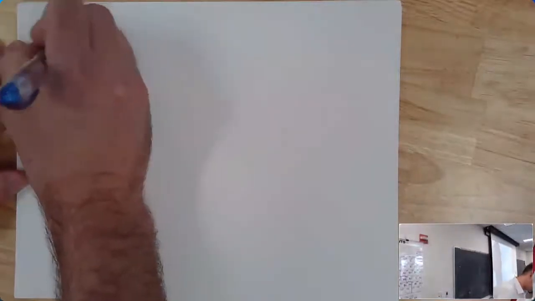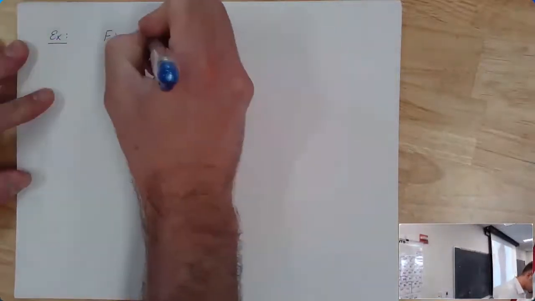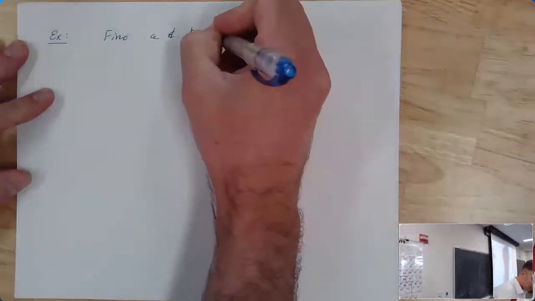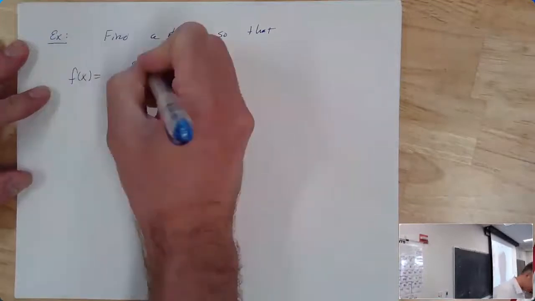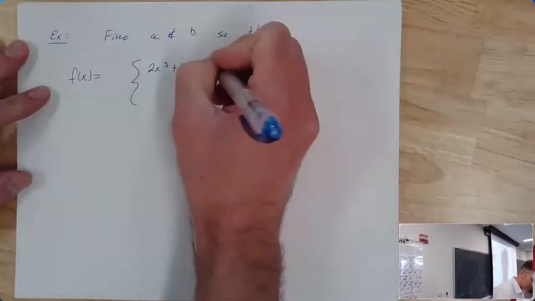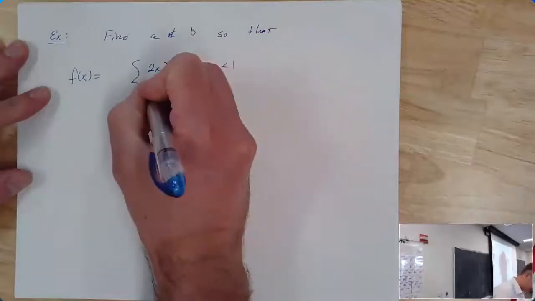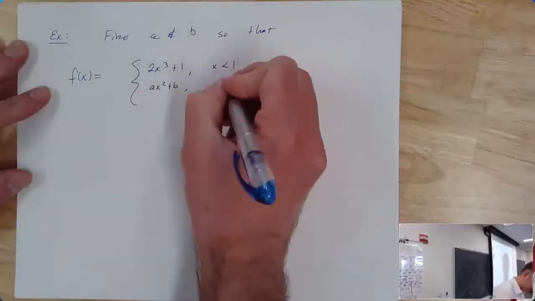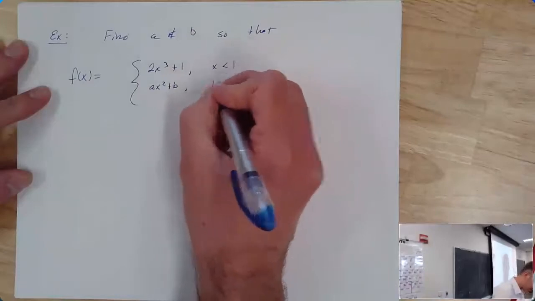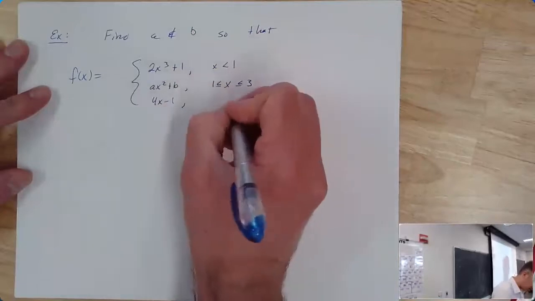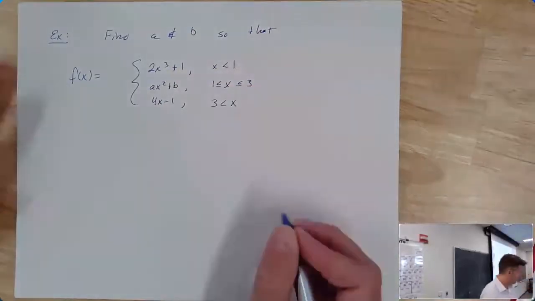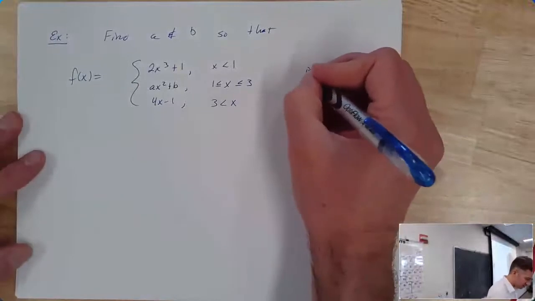Let's get going. Let's talk a little bit more about continuity. Let's start with this example. Find constants a and b so that the following function f of x equal to 2x cubed plus 1 when x is less than 1, ax squared plus b when x is bigger than or equal to 1 and less than or equal to 3, and 4x minus 1 when x is larger than 3. We want to find a and b so that this function is continuous.